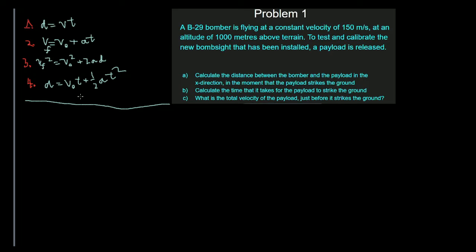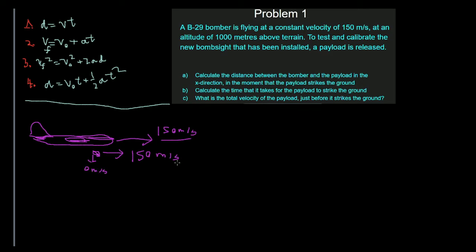strikes the ground. For this, we can simply just start by drawing an image of the aircraft. We know that the velocity in the x direction is going to be 150 meters per second. This also means that the second the payload is dropped, its x velocity still has 150 meters per second value, but its y velocity initially is 0 meters per second.